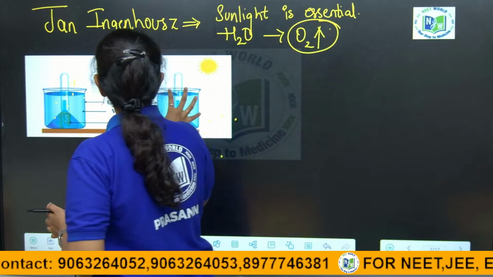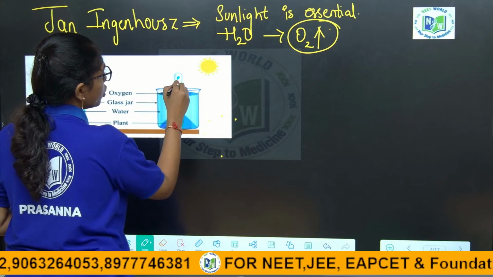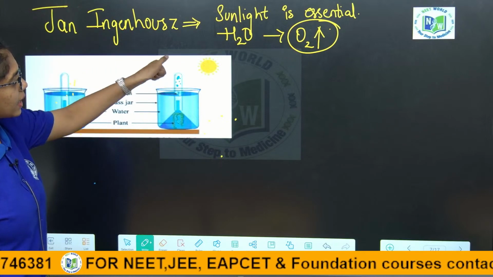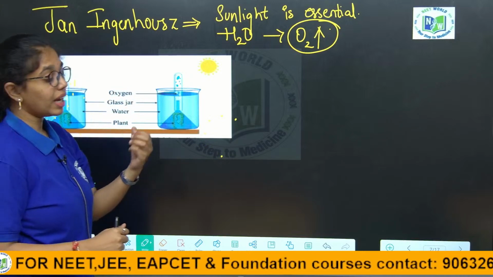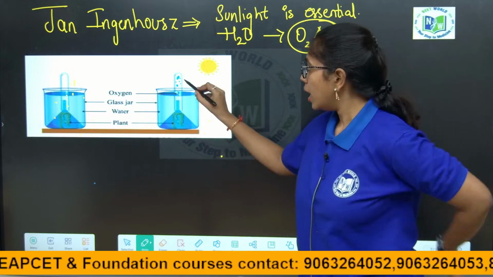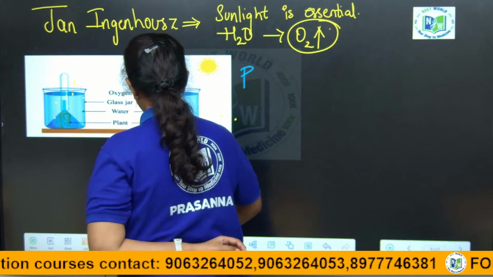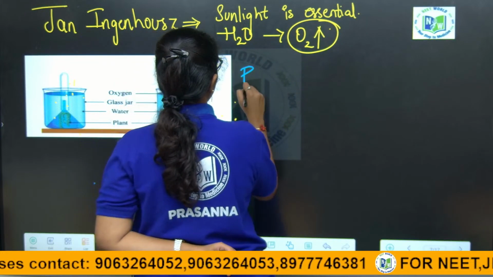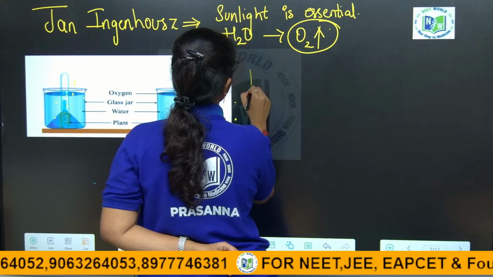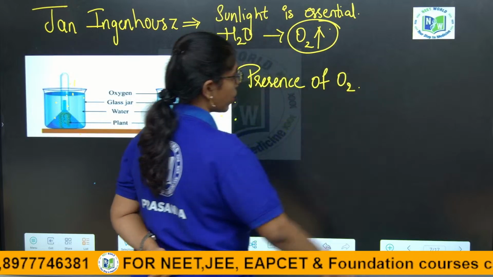In the beaker kept in sunlight, after a certain period of time, a few bubbles formed in the test tube. When he took the test tube and held a candle in front of it, the candle burnt more vigorously, indicating the presence of oxygen.